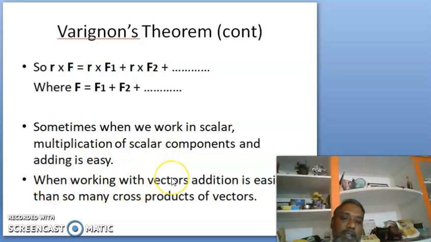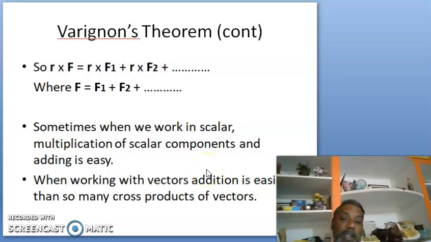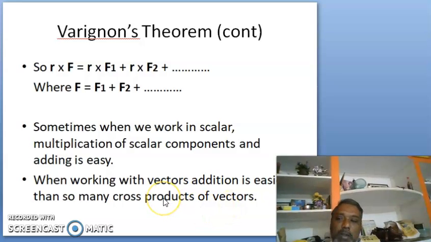When working with vectors, adding of so many vectors is easy, but the cross product of so many vectors might not be so difficult, but still it is a bit tedious, and adding several vectors and finally going for a single expression of cross product is going to be the more convenient form of work. So Varignon's theorem helps in both the approaches for finding the moment.